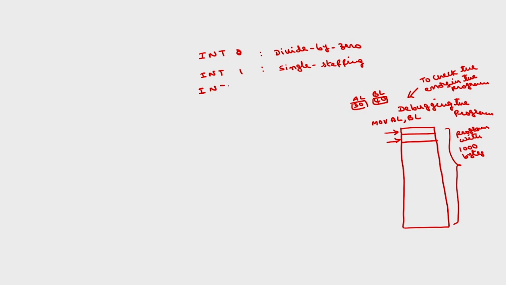INT2 is the non-maskable interrupt. We know that there is one hardware interrupt which is called non-maskable interrupt. That will be enabled if INT2 is executed. INT3 is the breakpoint. It will create the breakpoint.